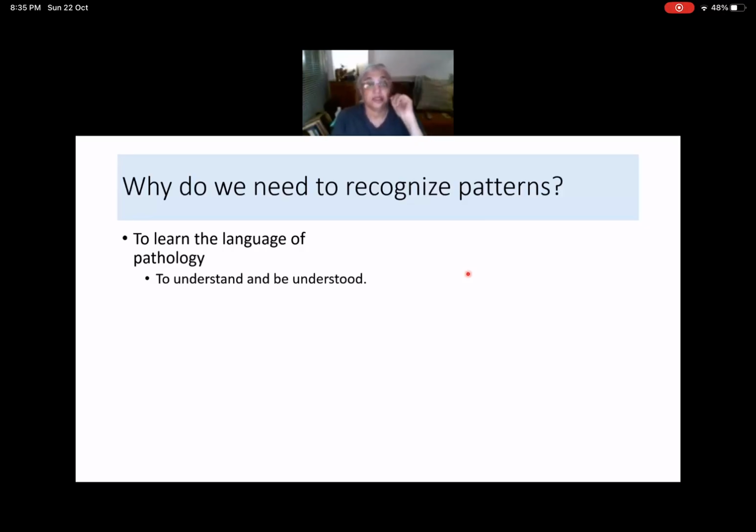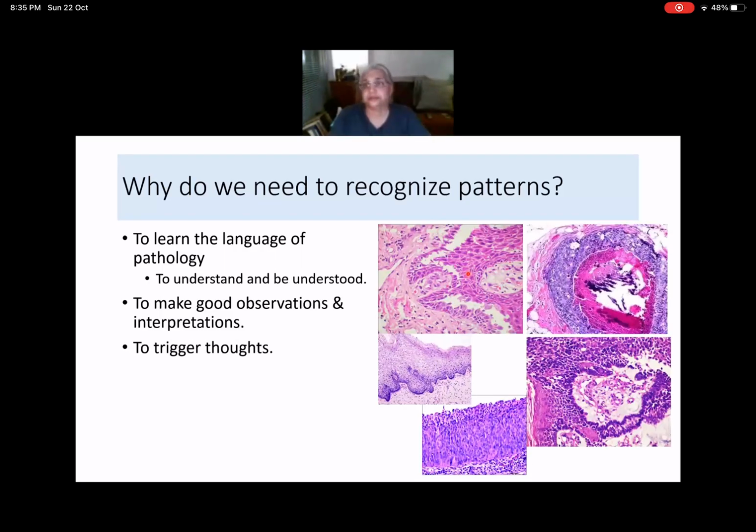Number one is to learn the language of pathology. To understand and be understood. If you don't know the language, it doesn't make any difference. How are you even going to know what pattern there is? You have to learn these patterns to make good observations and interpretations because you know why? You trigger thoughts.